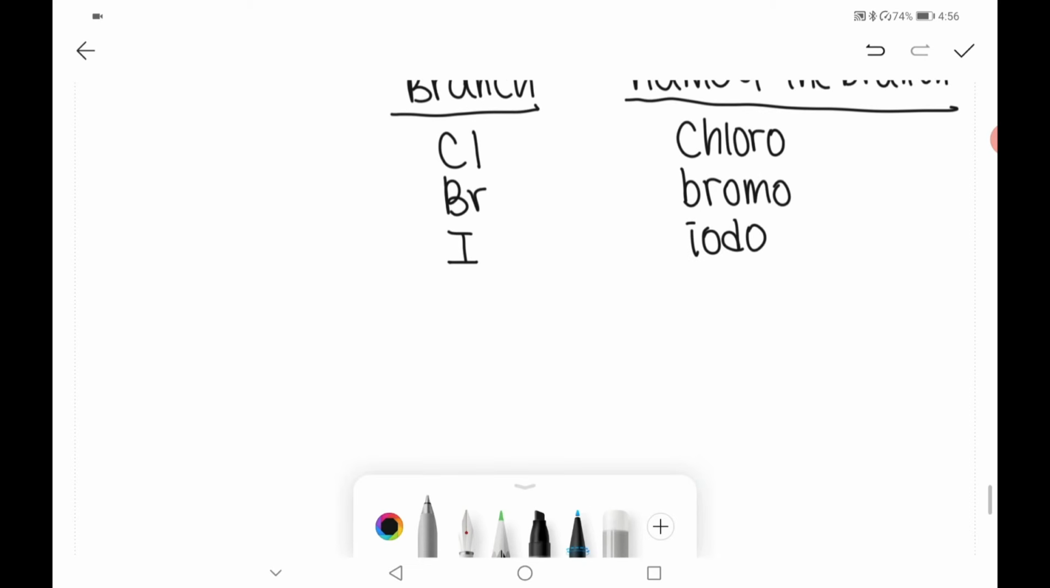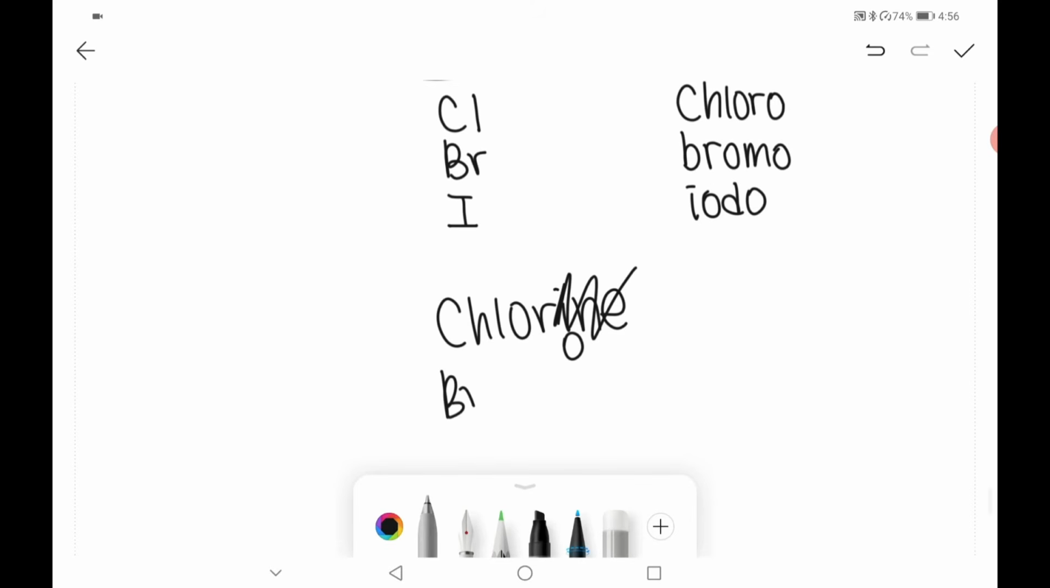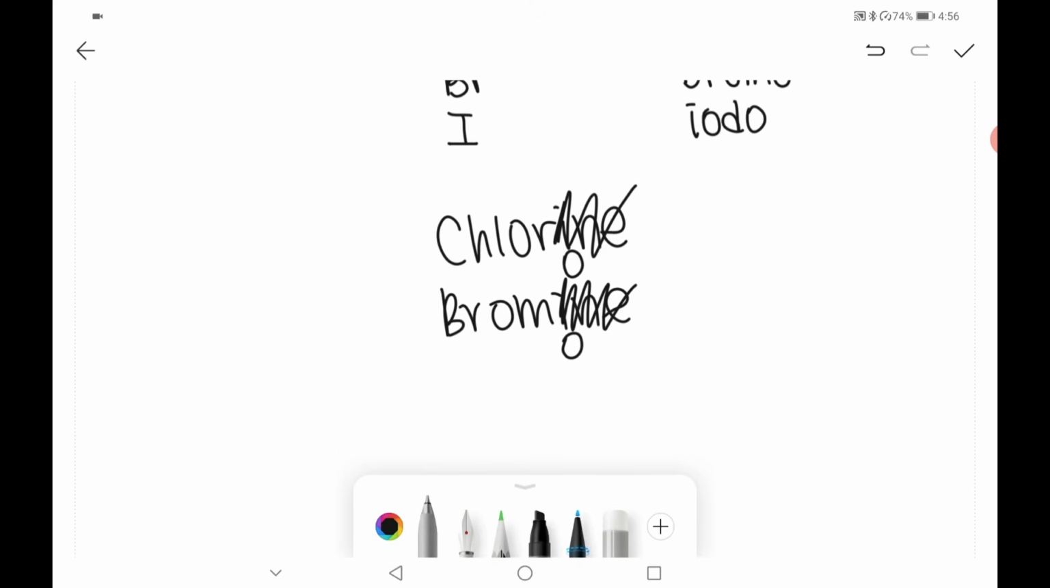So it's actually quite simple. Cl, which we learned before is chlorine: you just change the "ide" to "o", chloro. Br, which we learned before is bromine: you change the "ine" to "o", bromo. I is iodine: you change the "ine" to "o", iodo.